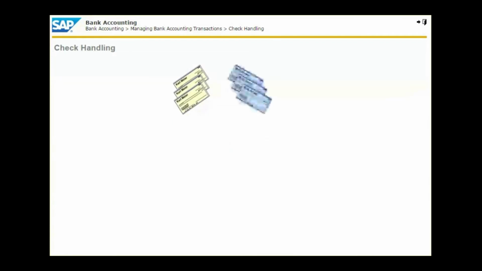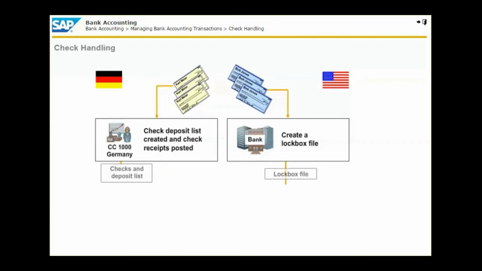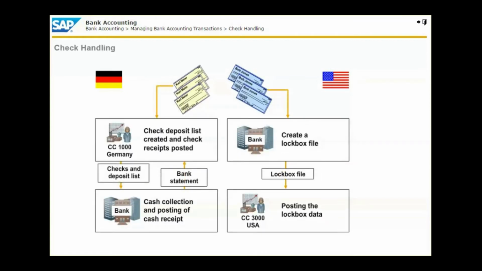The processing of incoming checks is handled differently internationally. The figure shows the two most common procedures based on IDES company codes 1000 Germany and 3000 United States. In Germany, payments are often made using bank transfers. In the United States, checks are the most common method of payment.